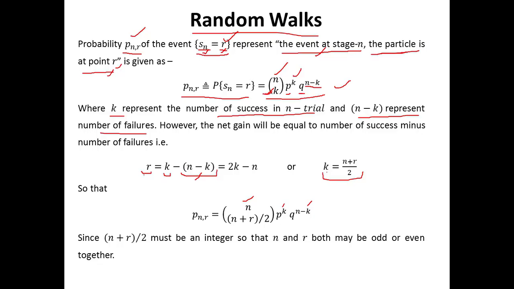Now in order for (n plus r) by 2 to become an integer, we require that either both n and r are odd simultaneously or both are even simultaneously. Only then will you get (n plus r) by 2 as an integer. So if n is odd, it automatically means r will also be odd. If n is even, r will also be even.